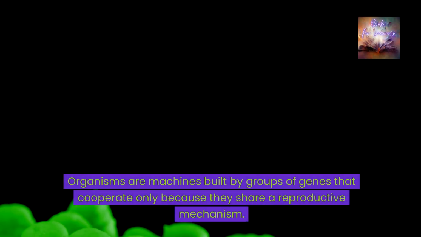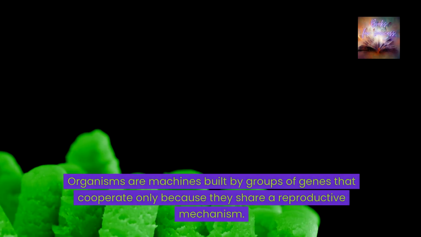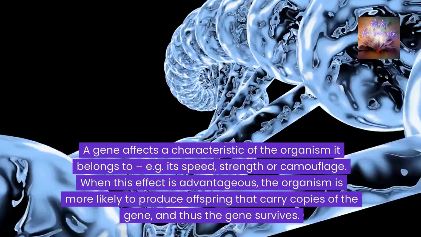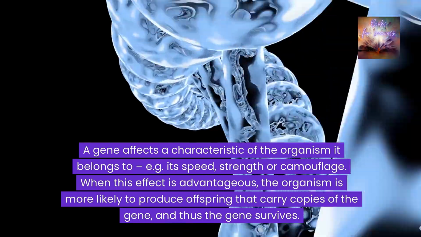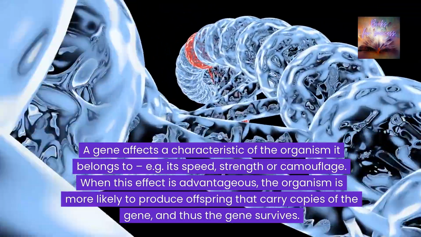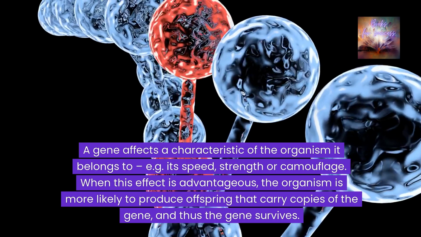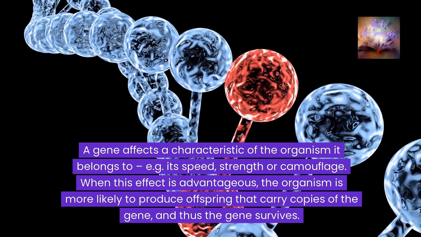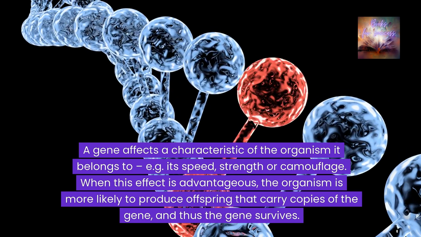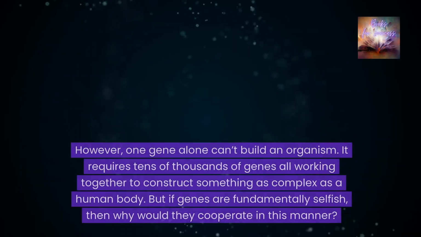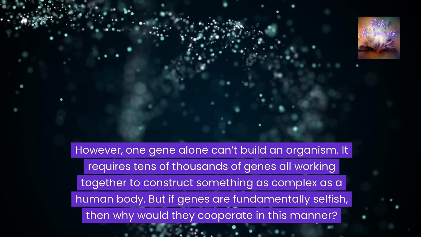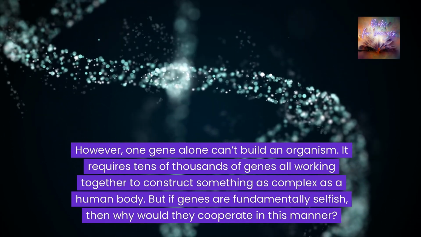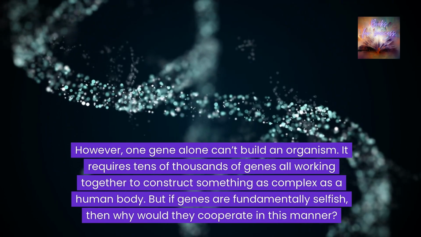Organisms are machines built by groups of genes that cooperate only because they share a reproductive mechanism. A gene affects a characteristic of the organism it belongs to, e.g. its speed, strength or camouflage. When this effect is advantageous, the organism is more likely to produce offspring that carry copies of the gene, and thus the gene survives. However, one gene alone can't build an organism. It requires tens of thousands of genes all working together to construct something as complex as a human body.